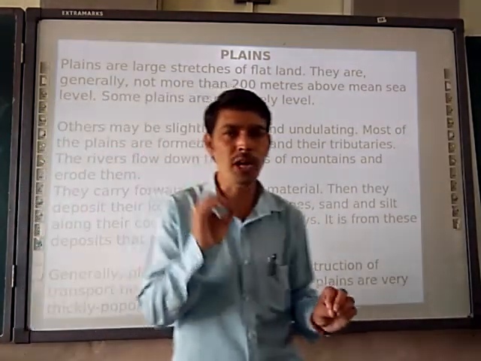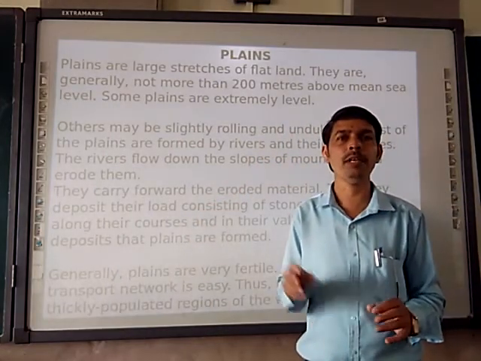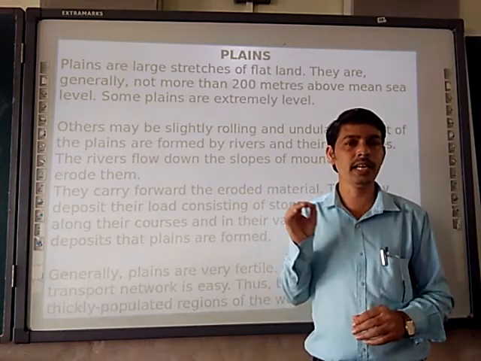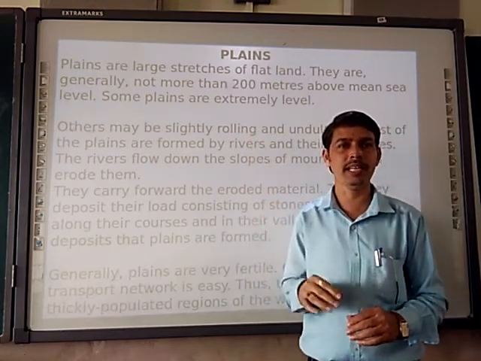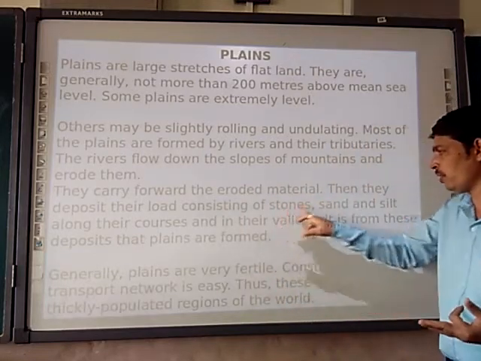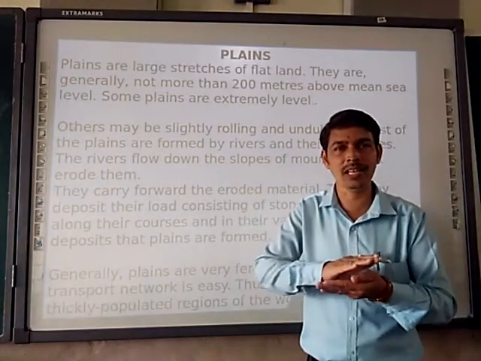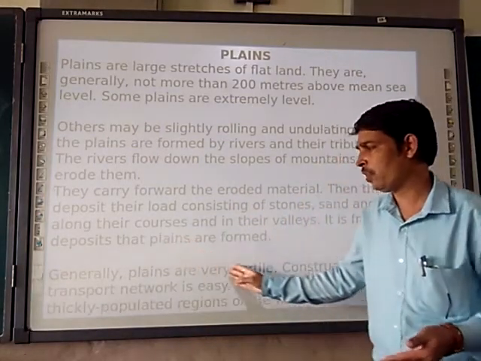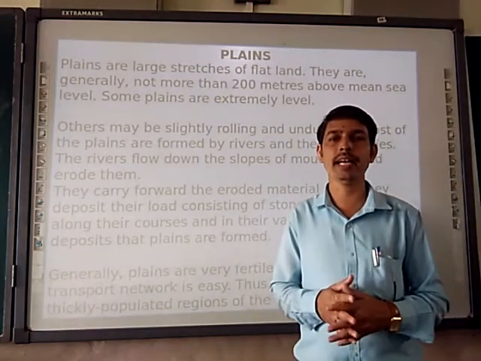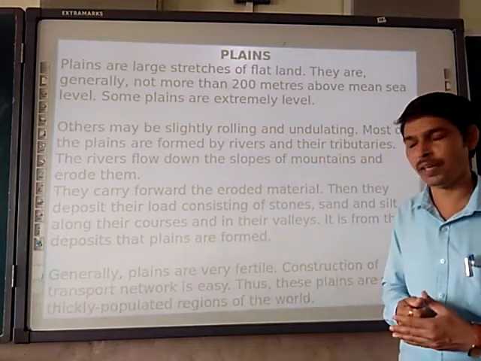So the point here is how plains are formed. Plains are generally formed due to the erosional and depositional features of the river. The rivers are eroding the mountain material, stone, sand and silt, right? And after that they are depositing it at the lower course, and then these fertile plains are formed. In India we have the Indo-Gangetic plain, which has been formed by the Indus and Ganga rivers.